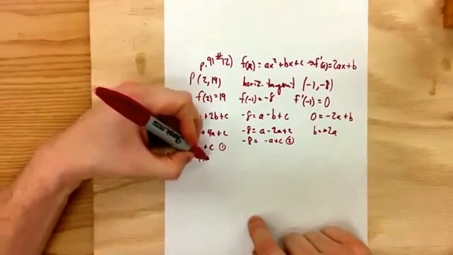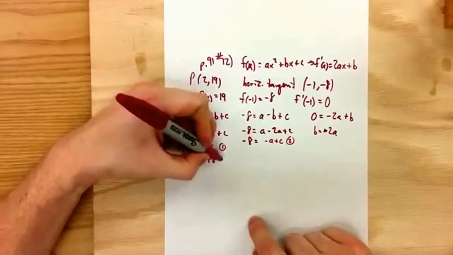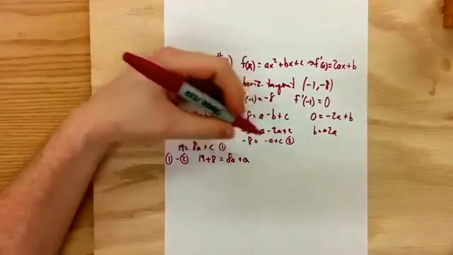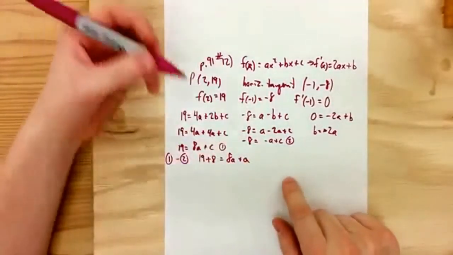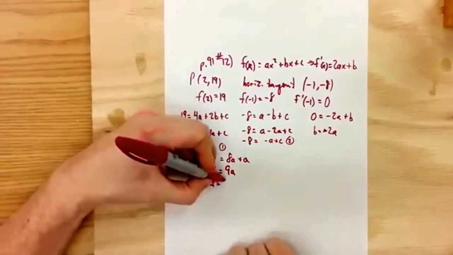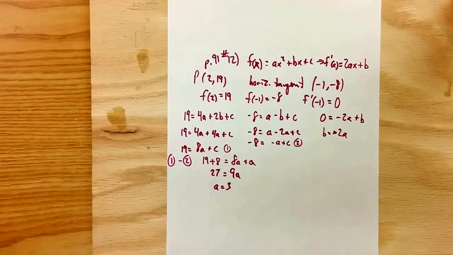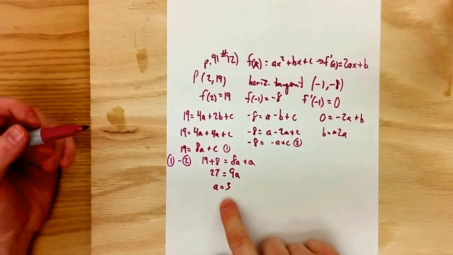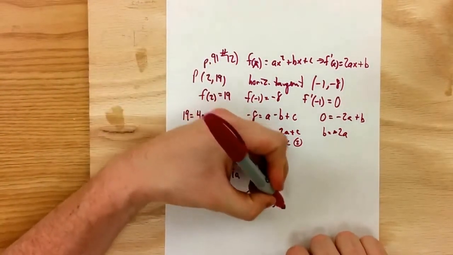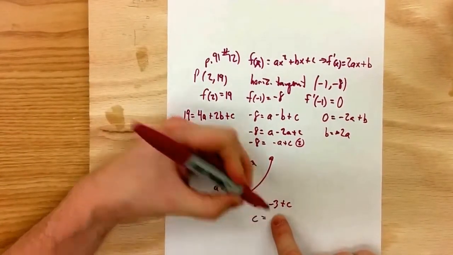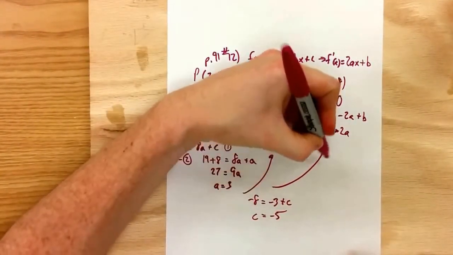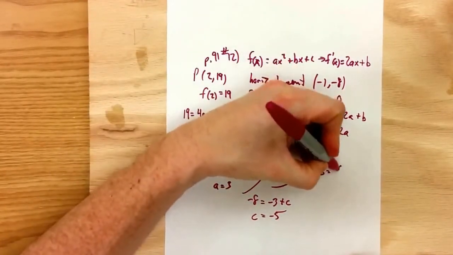So that'll be 19 minus -8 equals 8a minus -a, and c minus c equals 0. So I'm left over here with 27 equals 9a, or a equals 3. Then, if I go back and use that 3 up here, then I'll get -8 equals -3 plus c. Then c will equal -5. And if I use that 3 over here, then b will equal 6.